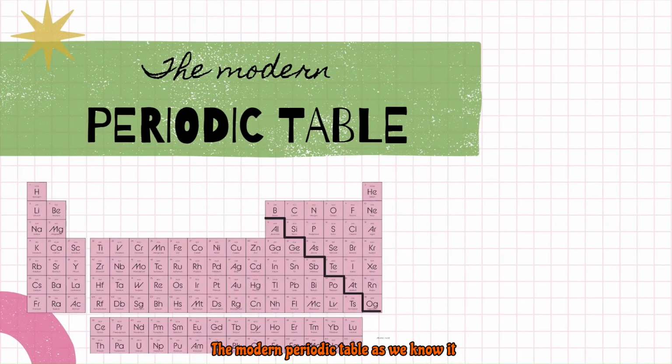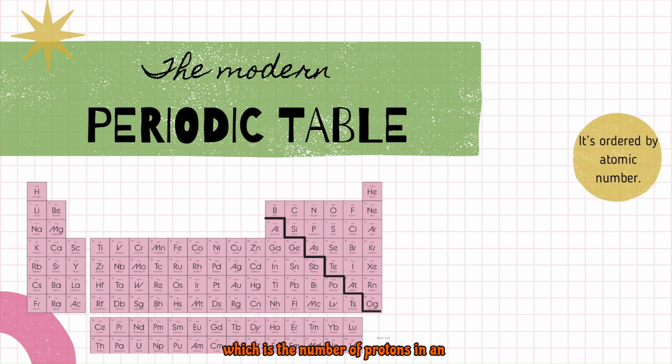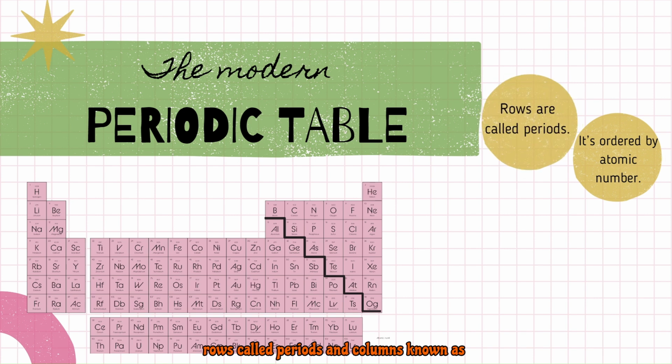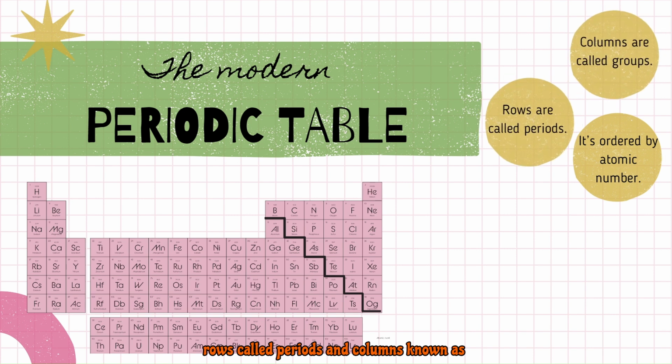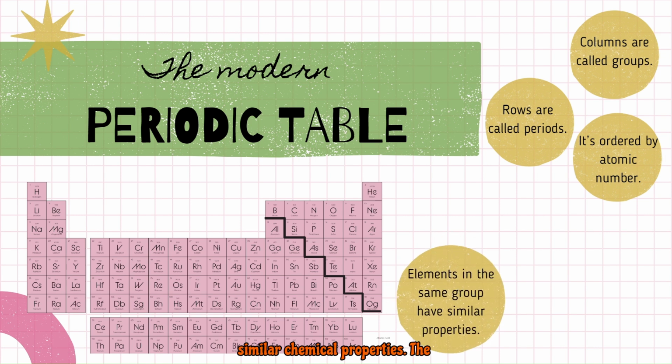The modern periodic table, as we know it today, is organized by atomic number, which is the number of protons in an element's nucleus as proposed by Henry Moseley. It's arranged in rows called periods and columns known as groups. Elements in the same group share similar chemical properties.